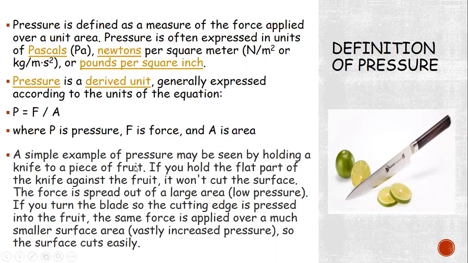A simple example of pressure is a knife. If you hold the flat part of the knife against the fruit, it won't cut the surface. The force is spread out over a large area, so we have a low pressure. Now, if you turn the blade so that the cutting edge is pressed into the fruit, the same force is applied over a much smaller area, and it vastly increases the pressure, so the surface is easily cut.